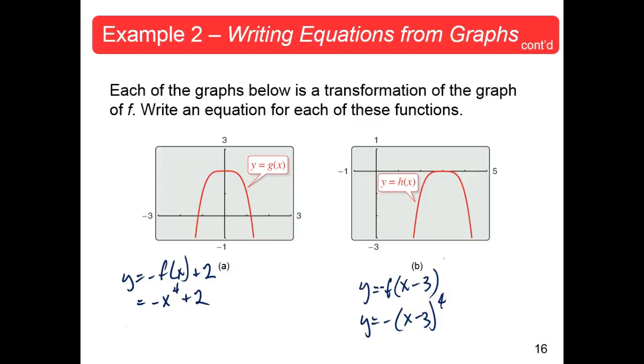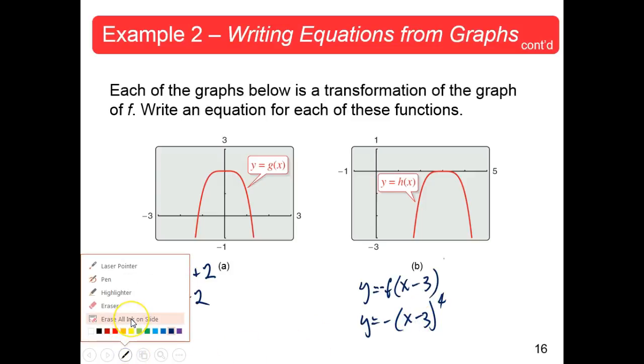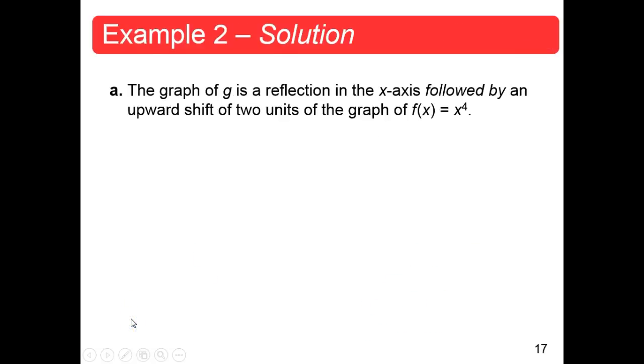Your f of x minus 3, which would be x minus 3 to the 4th, and then negate that. So the minus sign here flipped it down, and the minus 3 shifted 3 to the right. Make sense? All right. Y'all are good. You picked up on those really nicely. Any questions on those? Well, let's see how they did them. Let me remove my writing. Everybody got it? Okay. And let's see what they did.